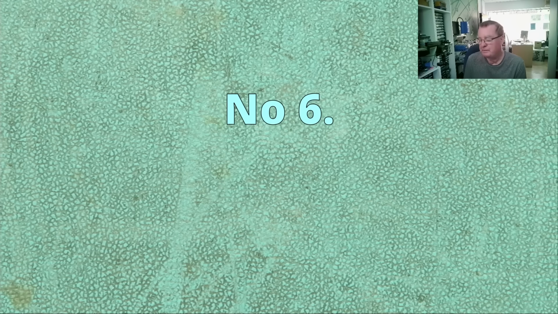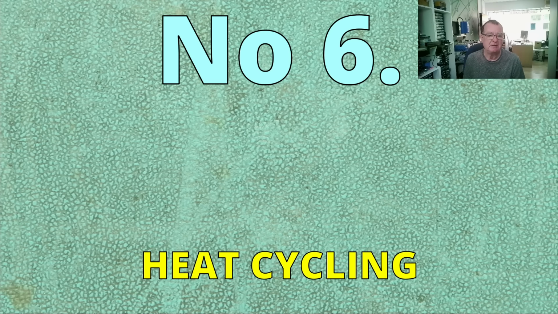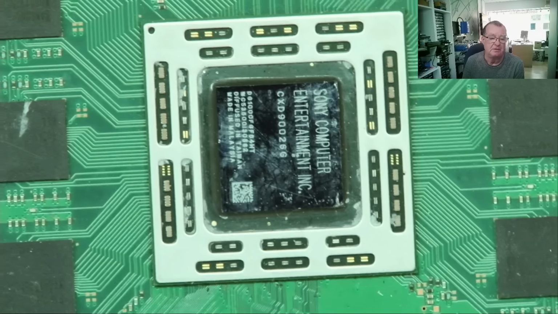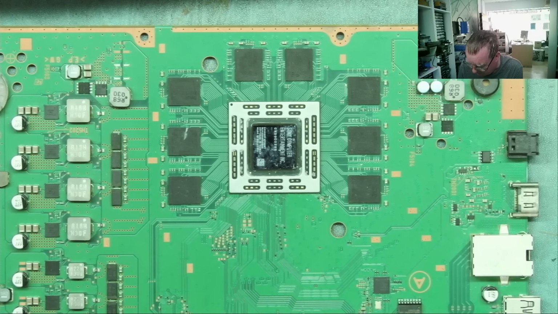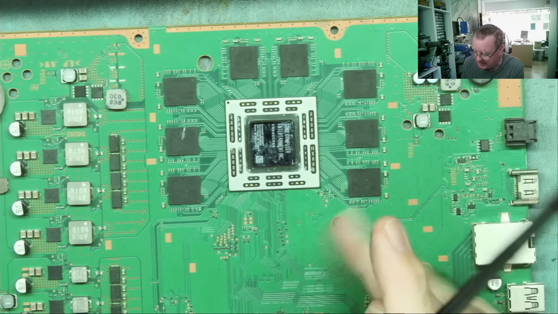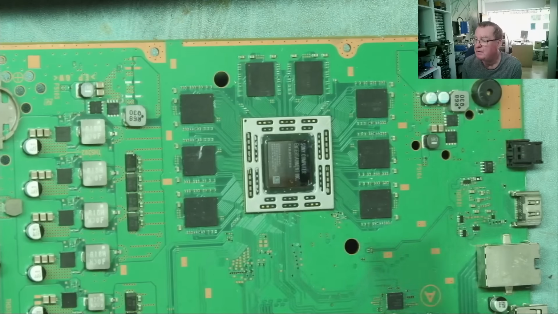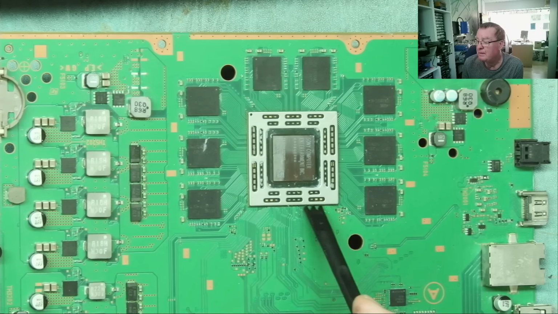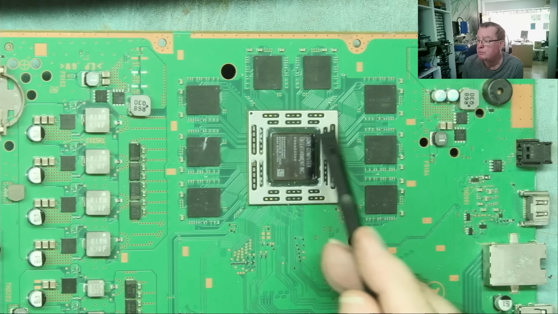And number 6 is heat cycling. So I mentioned this talking about capacitors, and it applies to other components besides. Commonly, this applies to these type of chips. These are BGA chips, ball grid array. So underneath here are rows and rows of solder balls which attach the chip to the board.